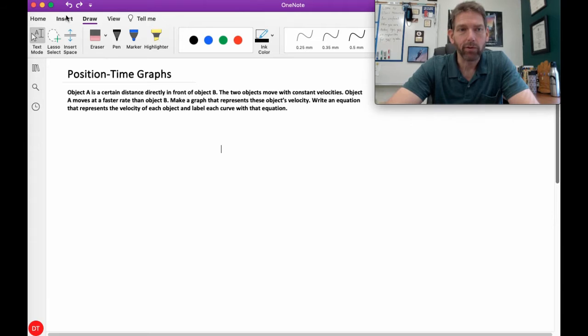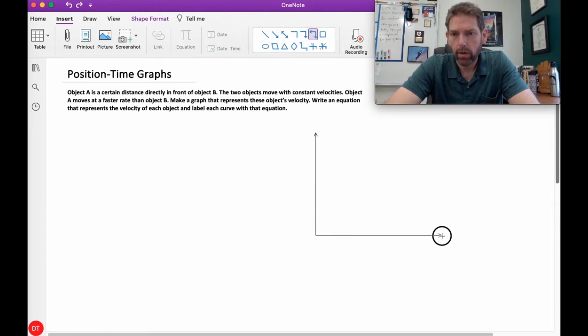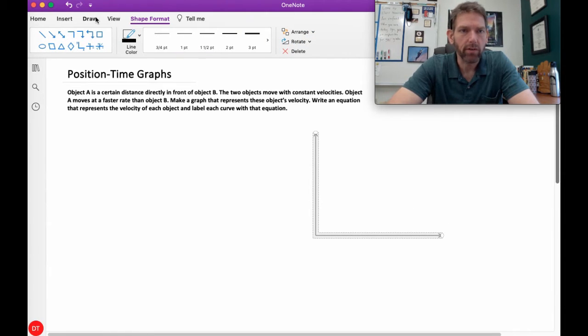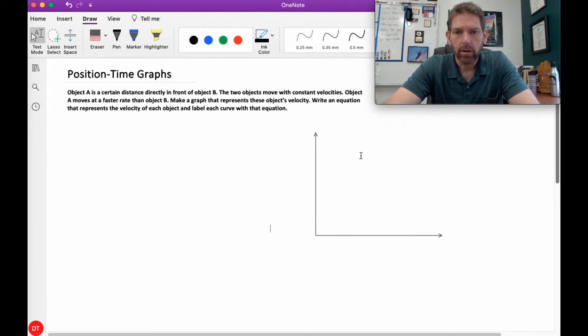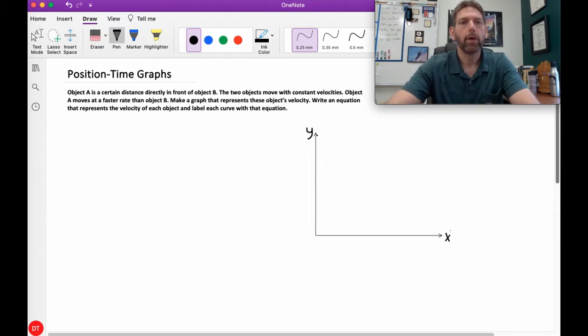It says graph, so let's insert a graph. How about we get just some sort of basic graph going here, right? So we've got this basic x and y. We've got our x and we've got our y. We know that over here is our x. We know right here is our y, correct? And then we've got some motion.